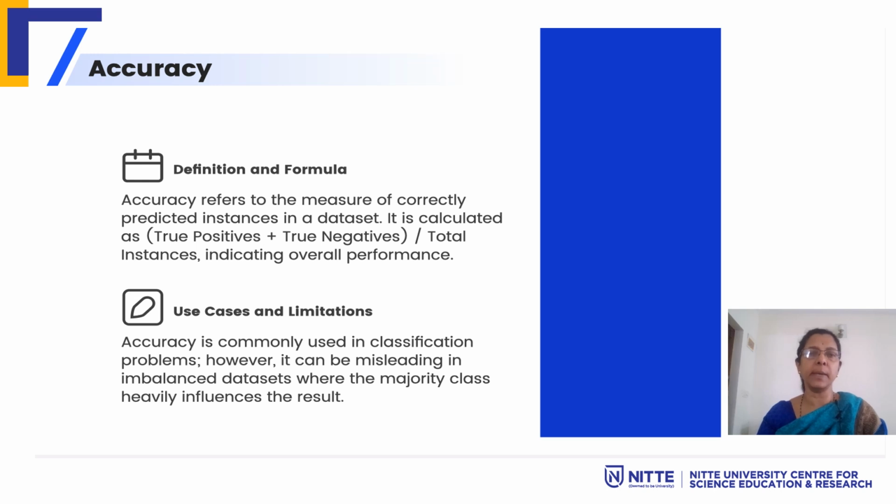Let's see what accuracy means and how it can be used for evaluation on a general basis. Accuracy refers to the measure of correctly predicted instances in a data set. It is calculated as the sum of true positives and true negatives divided by the total instances, indicating overall performance. Accuracy is commonly used in classification problems. However, it can be misleading in imbalanced data sets, where the classes are not equally distributed and the majority class is heavily influencing the results.